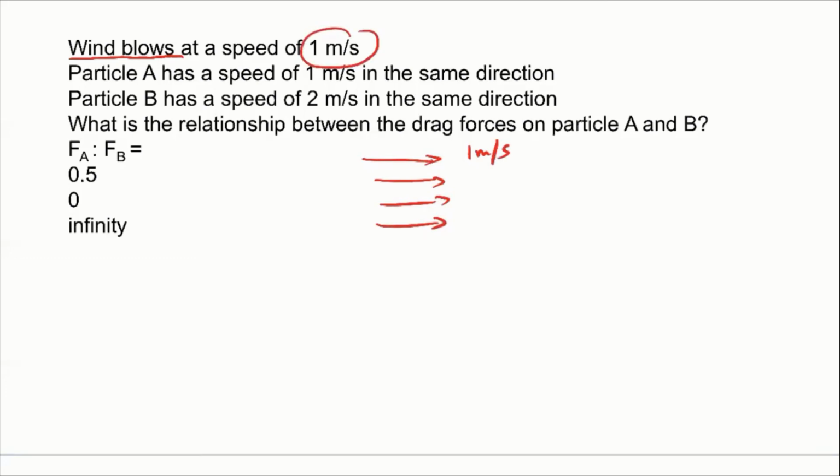So we have two particles. Particle A has a speed of 1 meter per second in the same direction. Okay, and then let's say this is A. After 1 second, it moves to here. And B has a speed of 2 meters per second, right? It moves faster in the flow. Okay, so what is the relationship between the drag force on particle A and particle B? So let's quickly go through this quiz.